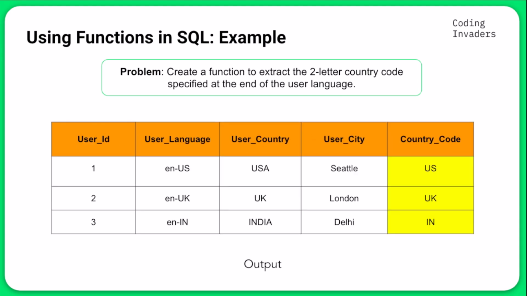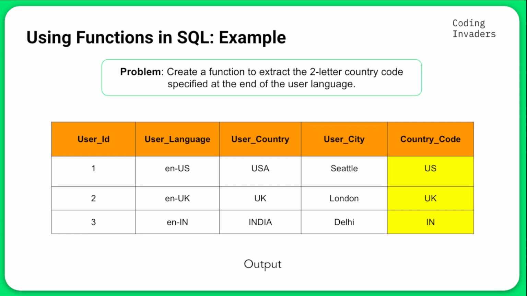So this is how the output should look. We should create a new column, country code, and the code of that country from user language has to be taken, like the last two characters from user language, and pasted in this new column, the country code column.